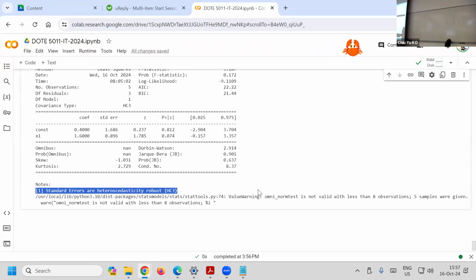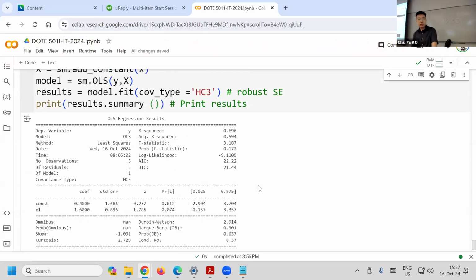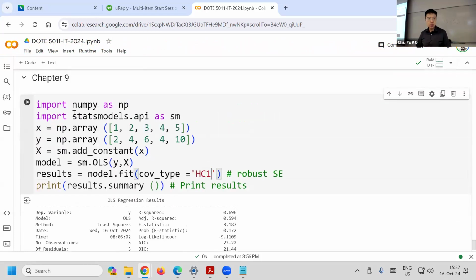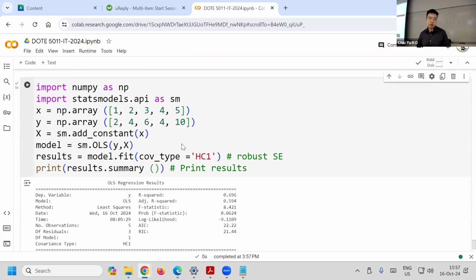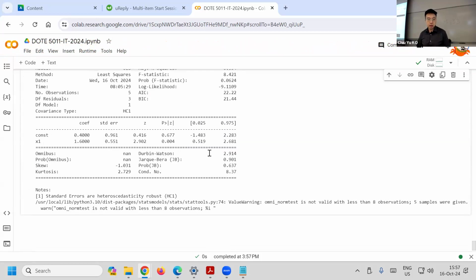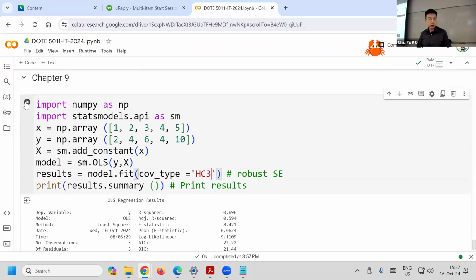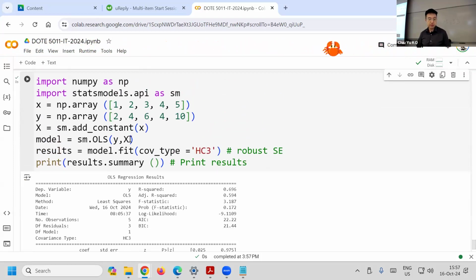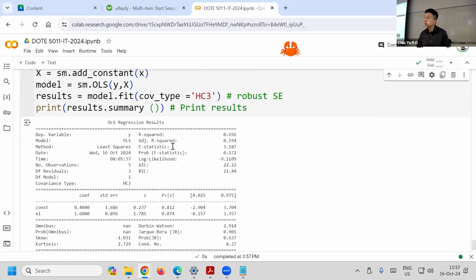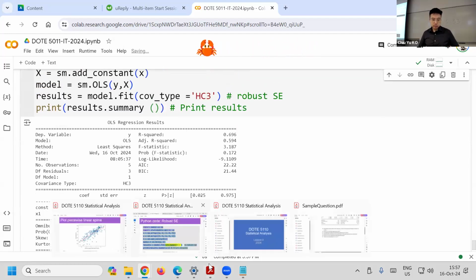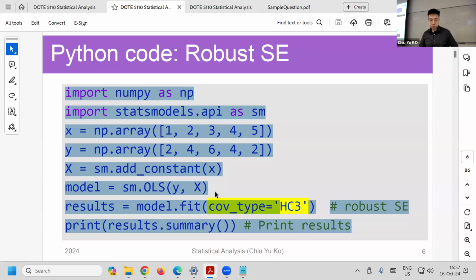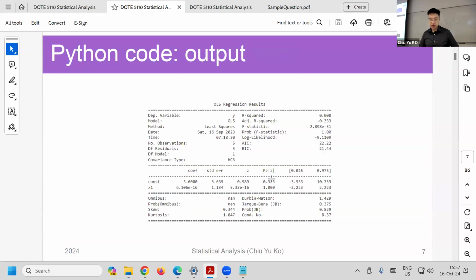And then you can see the note here. They use the HC3, it tells you, right? As I said, if you look at the textbook, the code they will use HC1. That would be something similar. I think HC3 is the one used in this data as well. If I remember correctly, HC3 is the one. Okay. So this is the model we have here.